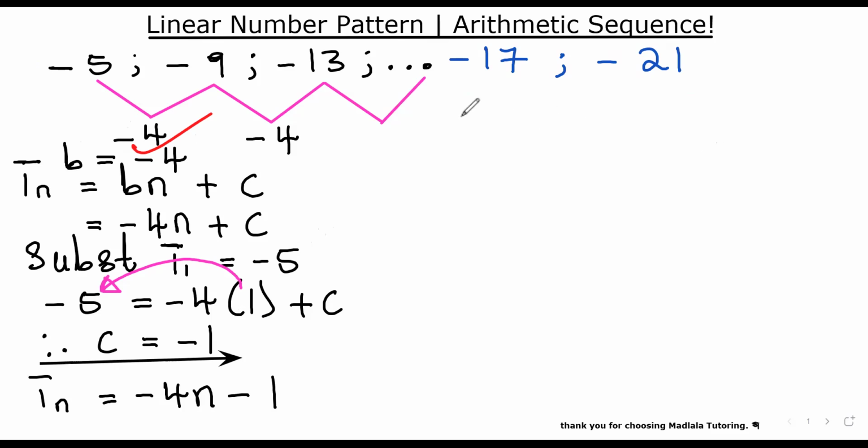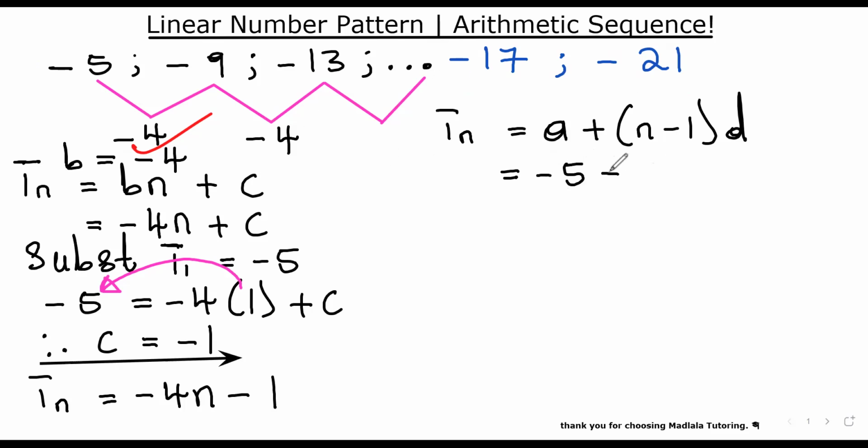But if you want to do this the grade 12 way, you know that an arithmetic sequence is defined as a plus n minus 1, and then you say times d, where a is the first term. So you say the first term is negative 5, and then n minus 1, where d is the constant difference. So your constant difference here is negative 4. And now it's time for you to simplify.